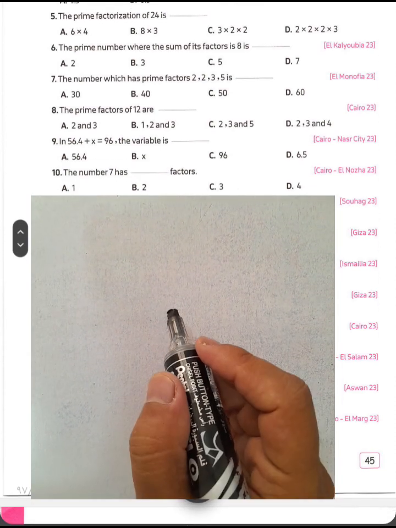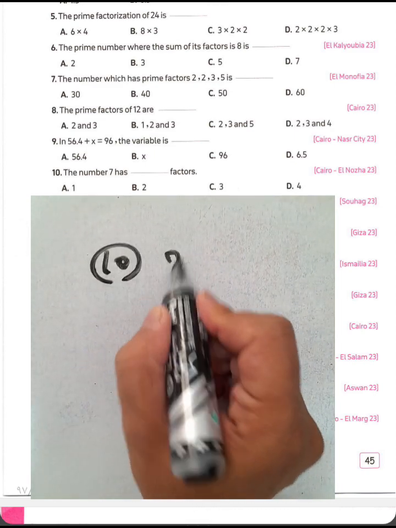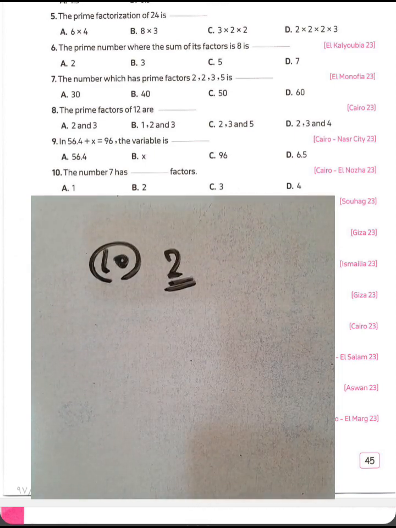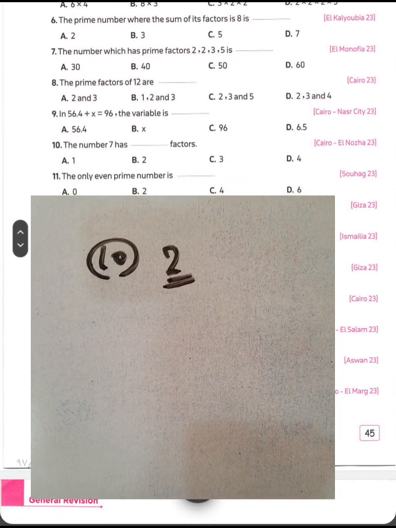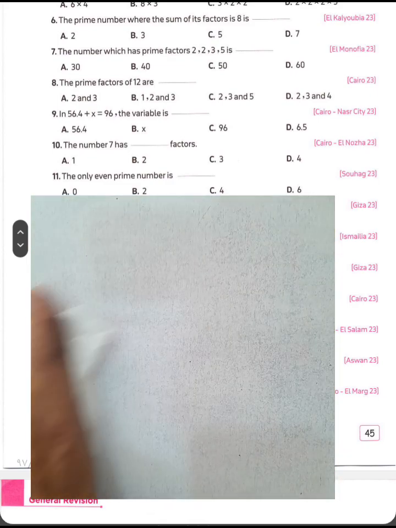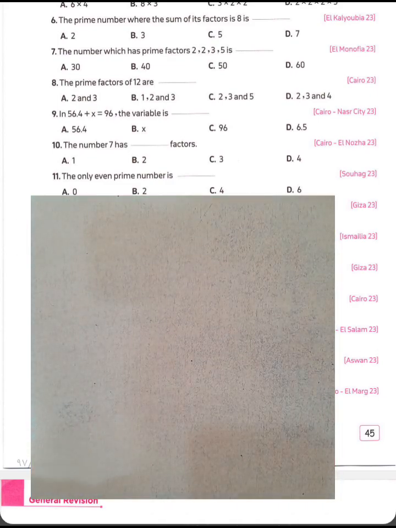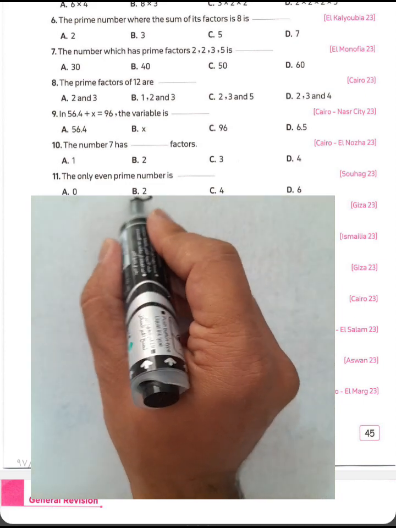Question 10. The number 7 has 2 factors because 7 is a prime number and 7 can be divided by itself and 1 only. So the number 7 has 2 factors, itself and 1. Question 11. The only even prime number is 2. Choose letter B. Okay.